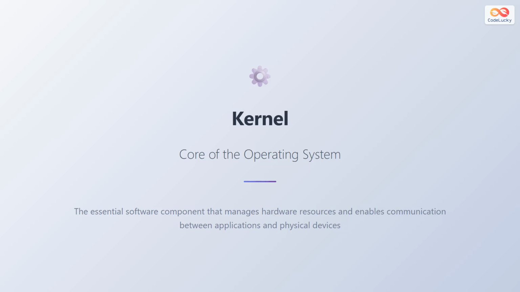The kernel is the core component of an operating system. It is essential software that sits between applications and physical hardware. The kernel manages all hardware resources and enables communication between software programs and devices. Every operating system, whether on your computer, phone, or tablet, has a kernel working silently in the background to make everything function.